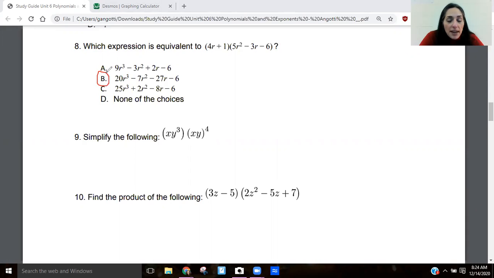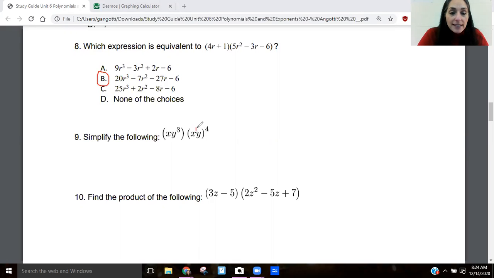Okay, so number 9. Now, this one is also multiplication, but you don't have to do box method for this. You can just multiply straight across. I would write it all out separately. We do have a power raised to a power right here. See how you have the parentheses and then the 4s on the outside? I'm going to take care of that first.